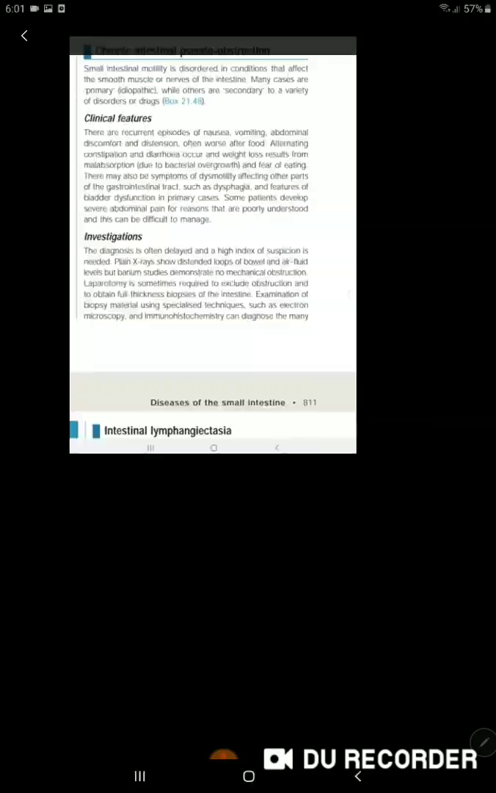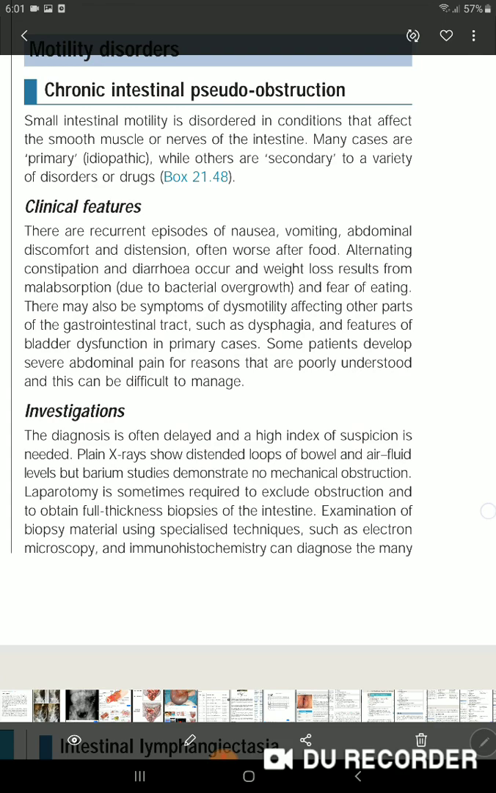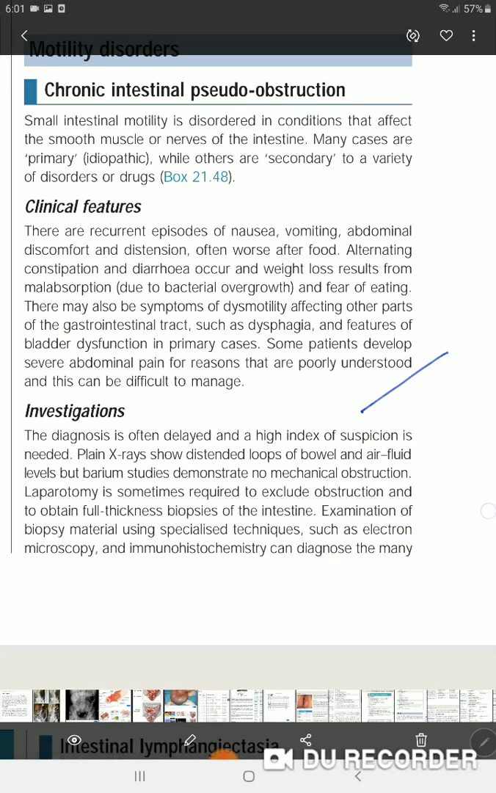So this is our investigation. I already explained that the dilated, distended loops of bowel and air fluid levels we find in the X-ray, and sometimes laparotomy can be done to exclude other mechanical obstruction, and sometimes a full thickness biopsy is needed. For what? In the biopsy we want to see the nervous system, whether it is functional or not. The nervous system within the GIT lumen.